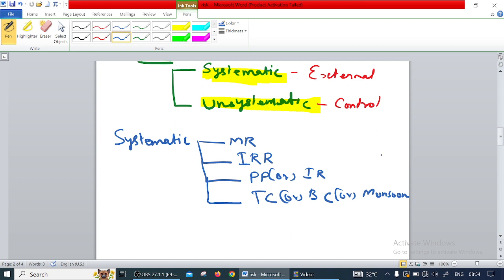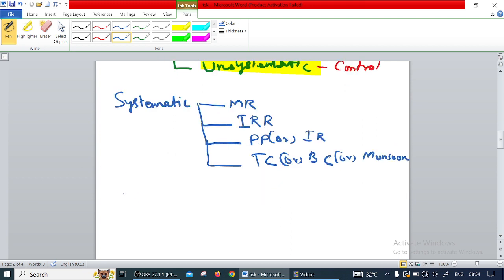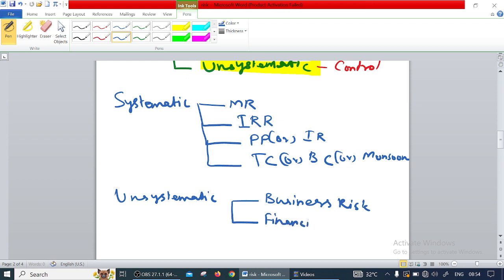Now come to the examples of unsystematic risk. The first one is business risk. We can control it, since unsystematic risk is controllable risk. Business risk may relate to any industry. Then financial risk, which we can also control, due to heavy interest burden or inefficient capital management, etc. Then management risk, which we can also control.